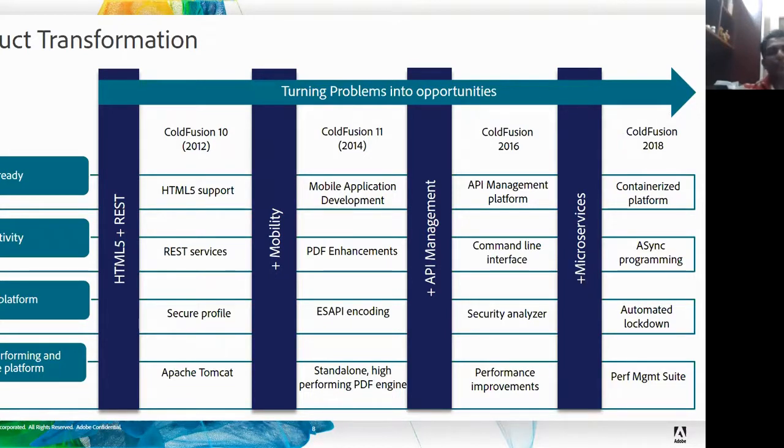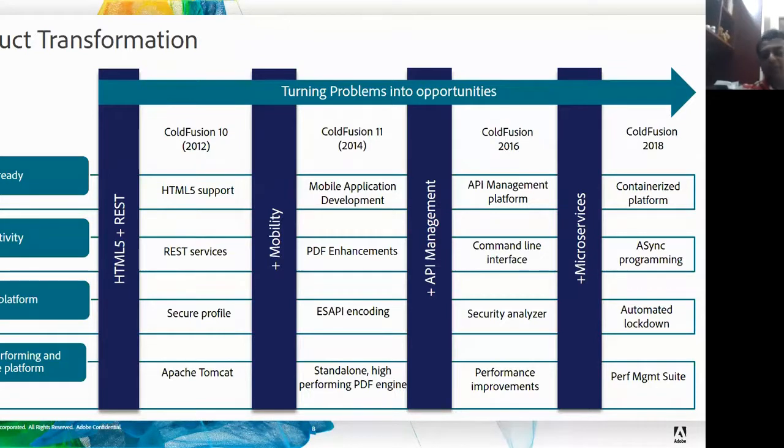So for instance, when our customers or developers are invested in a particular technology, they want to make sure that the applications that they build are ready not just for today, but for the future as well. So we actually work on these axes to transform the product from one version to another. So just to give you a sense, starting off with ColdFusion 10, which was released in 2012, we started working on the product sometime in the year 2010.